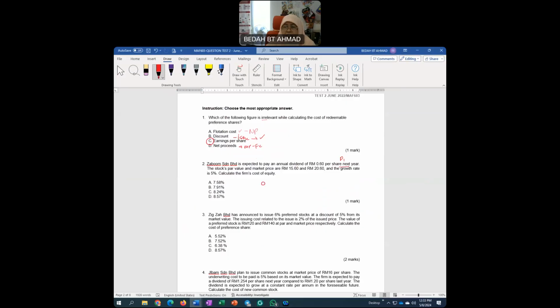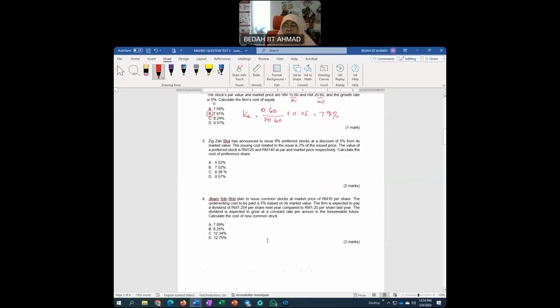Okay, so 60 cents, calculate KE. This is the 60 cents divided by market price. So this is the stock's par value, the PV. This is the market price. This is the growth rate, so the growth rate is 5%. Okay, so 60 cents divided by market price 20.6, plus the growth rate of 0.05. So the answer is 7.91%. So the answer is B.